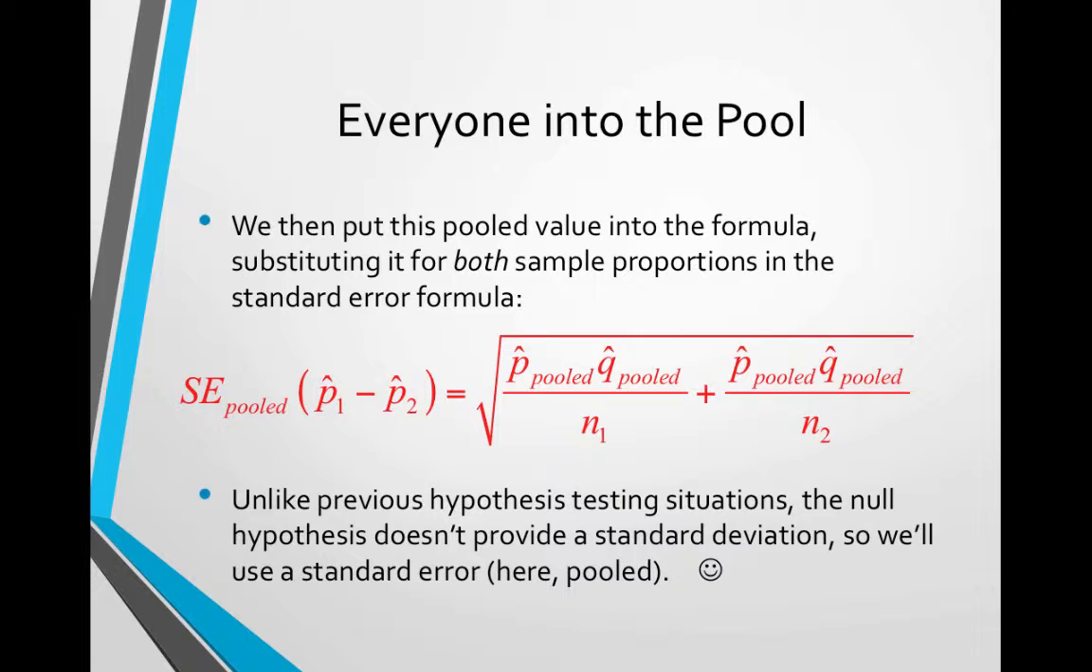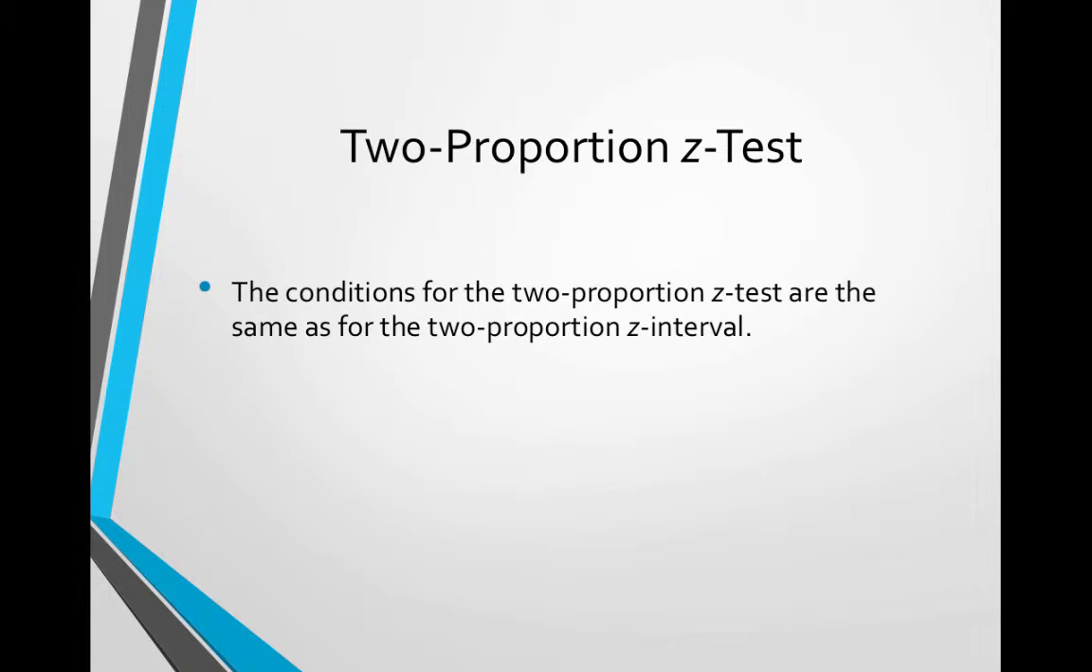Unlike previous hypothesis testing situations, the null hypothesis doesn't provide a standard deviation. So we'll have to use a standard error, which is why we're using the SE instead of the SD. So a two-proportion z-test, that's what we're really trying to talk about today. The conditions for a two-proportion z-test are the same as for a two-proportion z interval. So we still have random, 10%, success/fail, but we have to check the success/fail for both groups, and then we also have that the two groups have to be independent of each other.